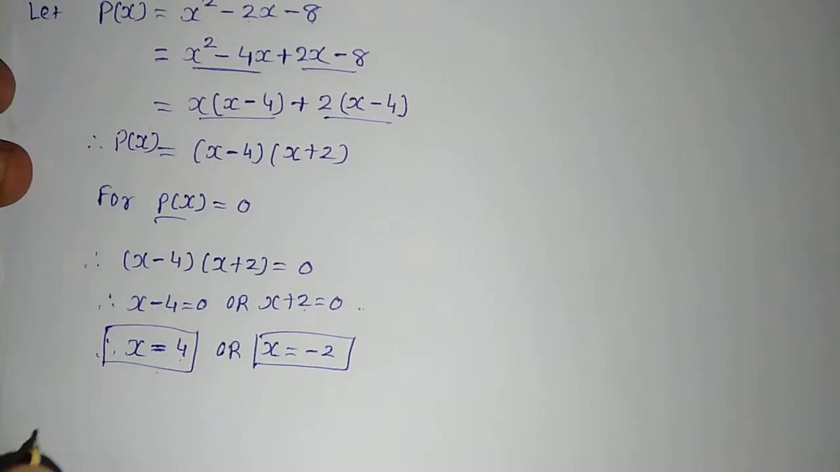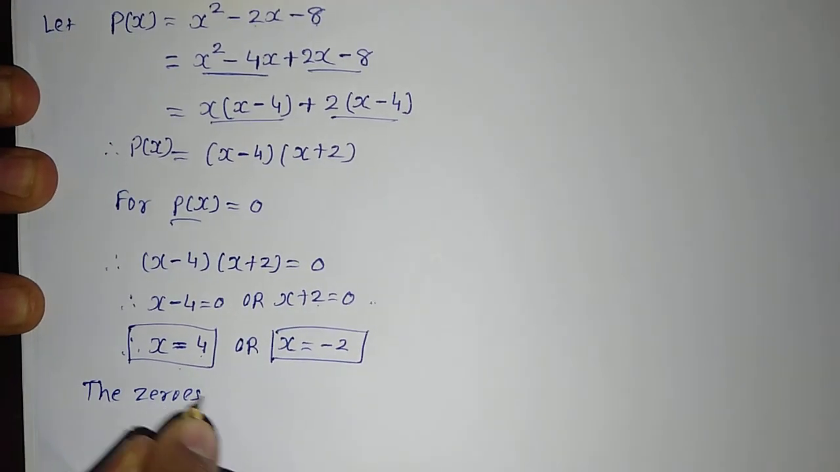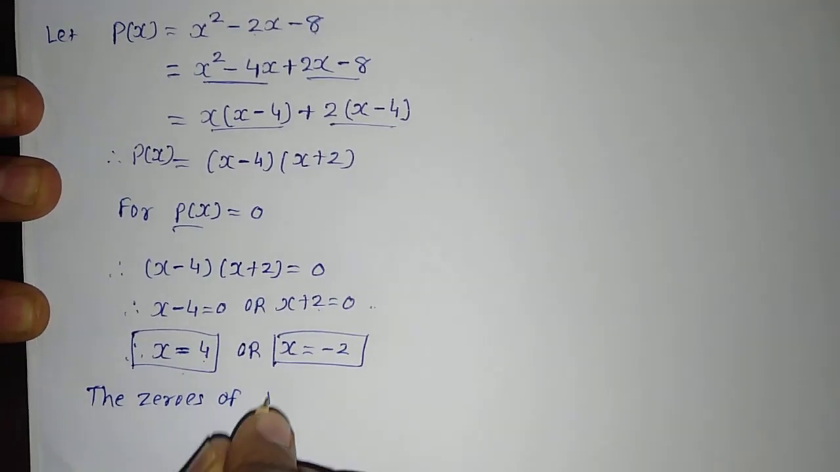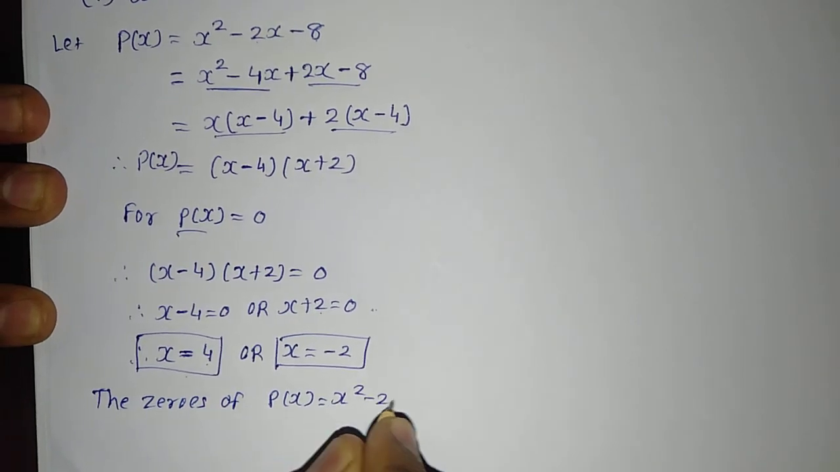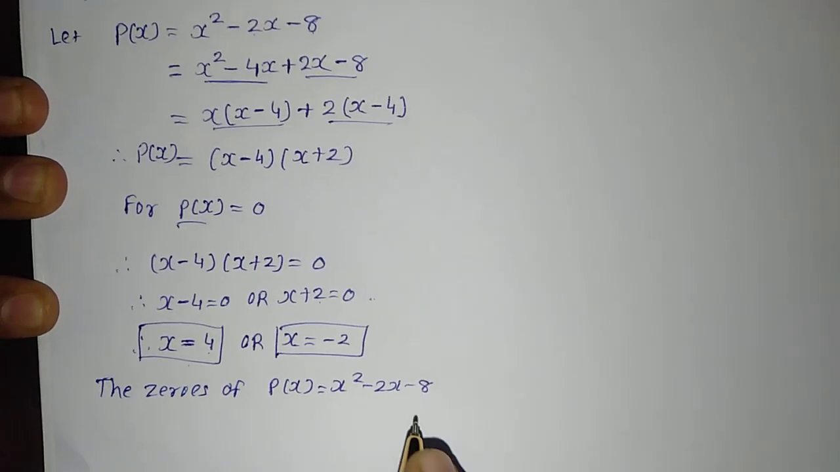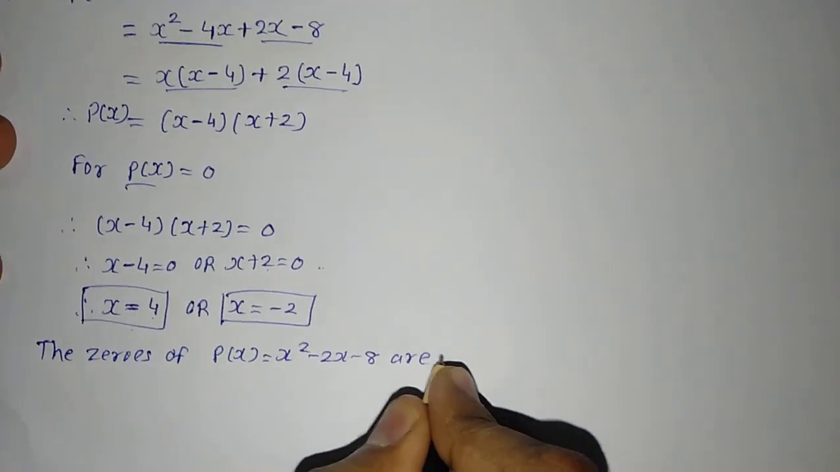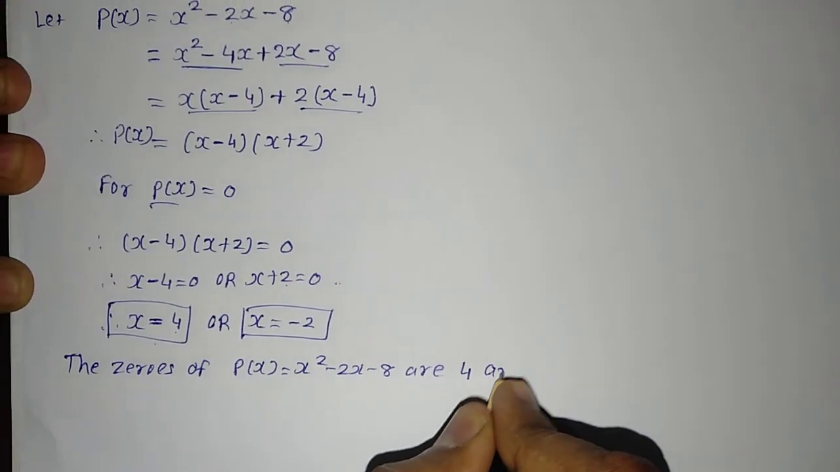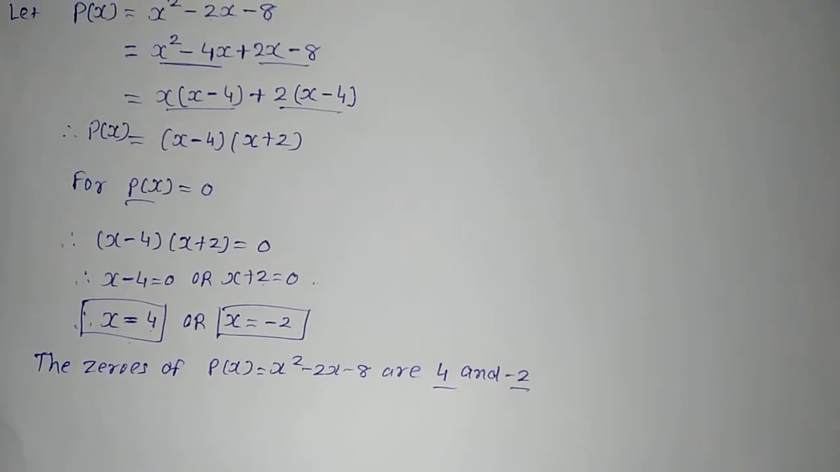So we can say that the zeros of the polynomial, that is p(x) equal to x square minus 2x minus 8, has two zeros. The zeros are 4 and minus 2. These are the two zeros we got.